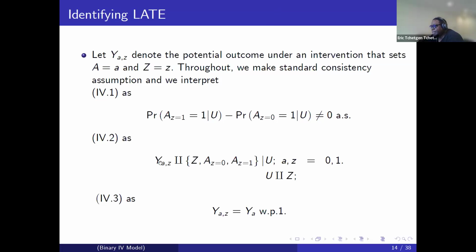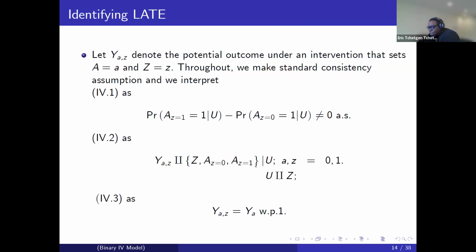IV2 is this ignorability condition, a latent ignorability condition, that if I condition on U, it would render the potential outcome Y_{a,z} independent of the IV Z, but also the potential treatment values A_{z=0} and A_{z=1}. This is stronger than what we actually need, but it will be convenient as a common background for all the various strategies I'm going to discuss, without getting into subtleties of how one might weaken one assumption versus the other. And then also the IV independence assumption that U is independent of Z.